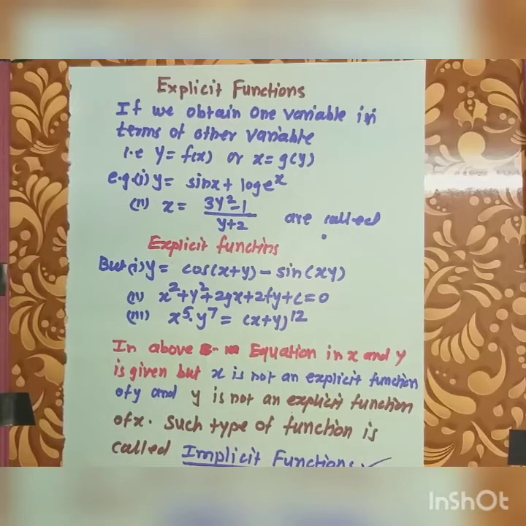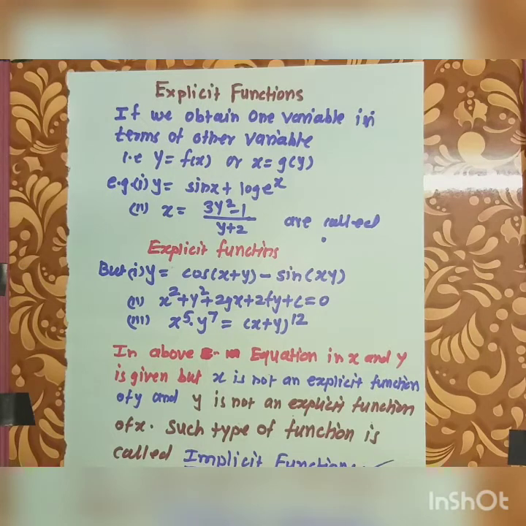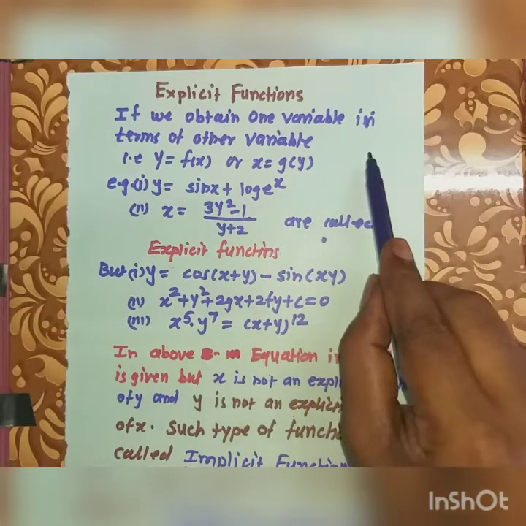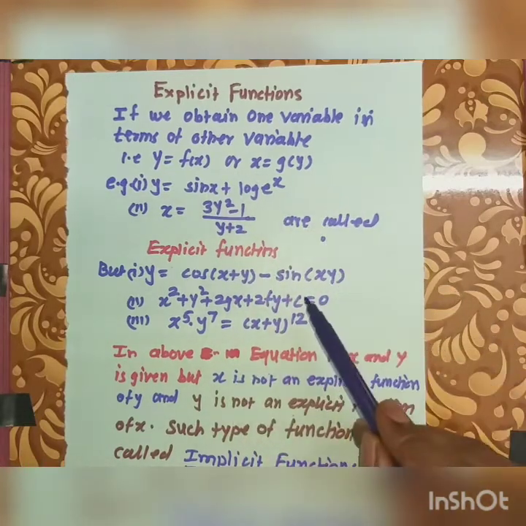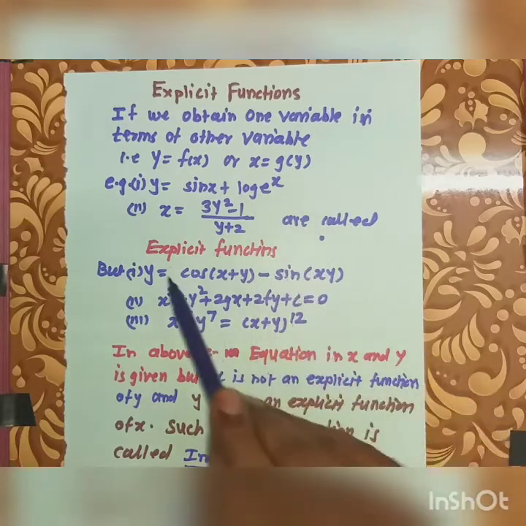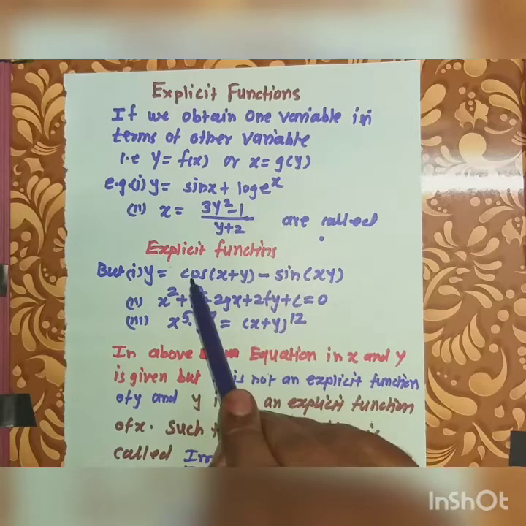Hello students, today we will discuss how to find the derivative of implicit functions. But first we see what is meant by an explicit function. If we obtain one variable in terms of the other variable, that is y is equal to f of x or x is equal to g of y. For example, y is equal to sin x plus log of e raised to x.